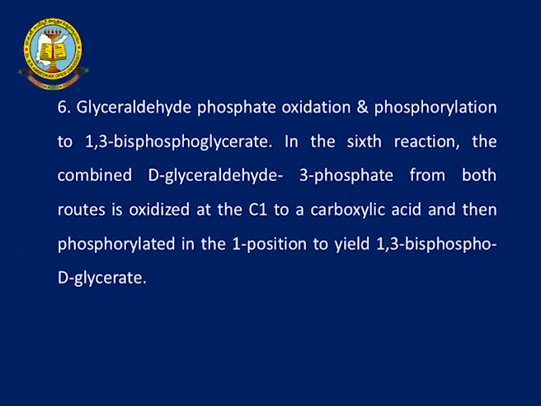Now, the glyceraldehyde phosphate oxidation and phosphorylation to the 1,3 bisphosphoglycerate molecule is called the sixth reaction. The D-glyceraldehyde 3 phosphate from both routes is oxidized at C1 to a carboxylic acid, and then phosphorylated at the one position to yield the 1,3 bisphosphoglycerate molecule.